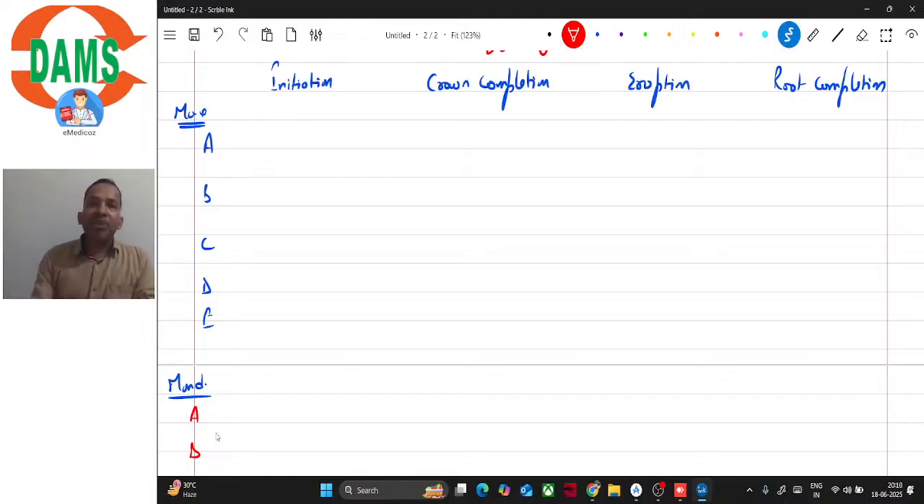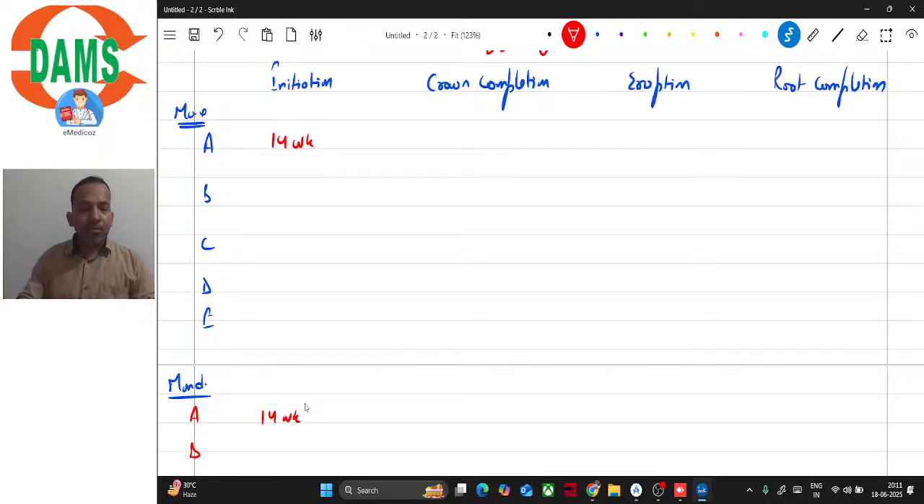So when we are talking about initiation, it implies initiation of mineralization of the crown, right? So it would begin at the 14th week of intrauterine life. The first tooth to initiate would initiate at the 14th week of intrauterine life. So which would be the first tooth to initiate? It would be the central incisor, isn't it? So both the upper and lower central incisors will initiate at the 14th week of intrauterine life.